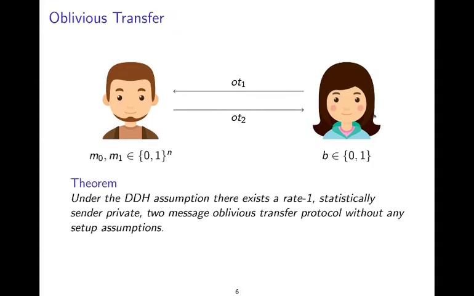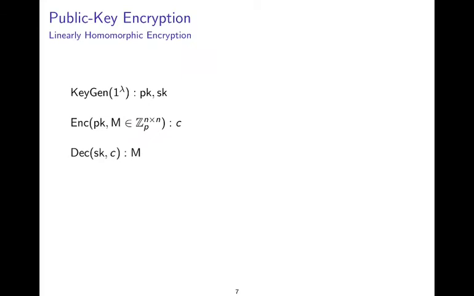Oblivious transfer is interesting as it is sufficient to build arbitrary, secure, multi-party computation protocols. Using algebraic restriction codes, we can build a statistically sender-private two-message oblivious transfer protocol without any setup assumptions, all just under the decisional Diffie-Hellman assumption. To understand the oblivious transfer protocol, I'm first going to explain to you linearly homomorphic encryption.